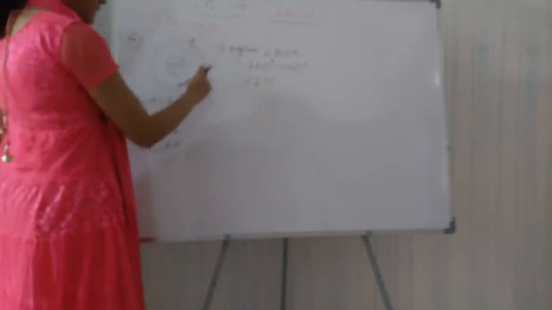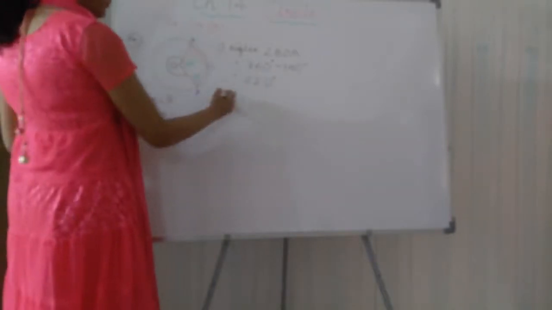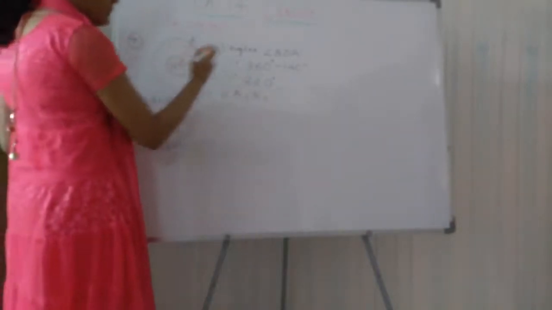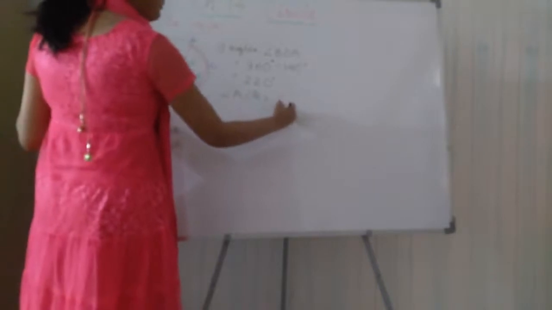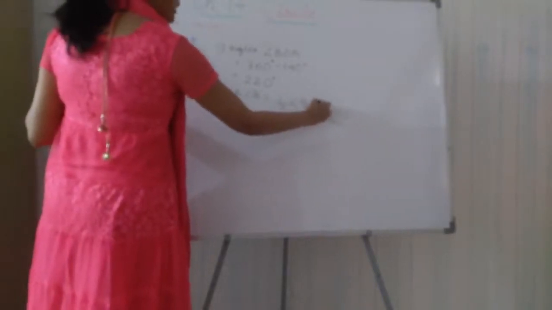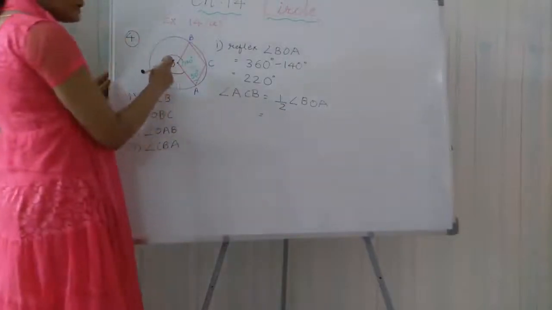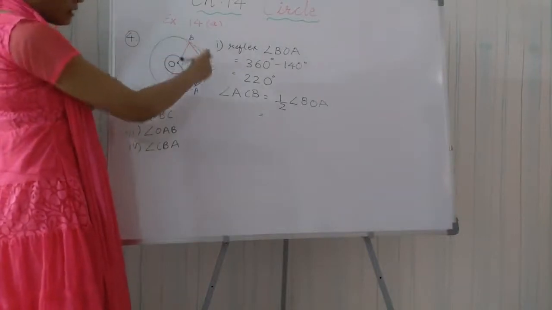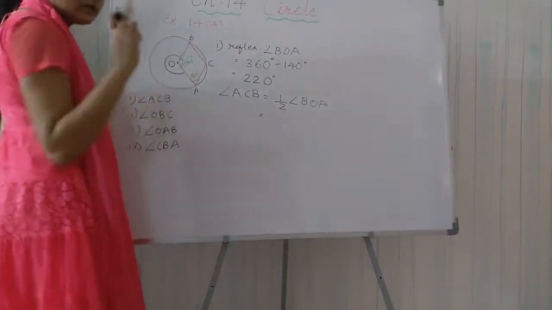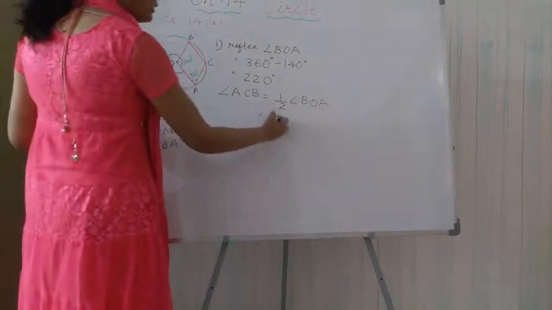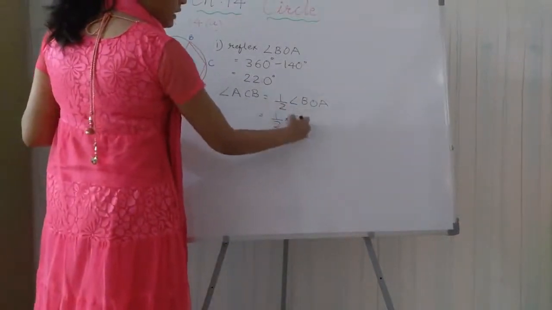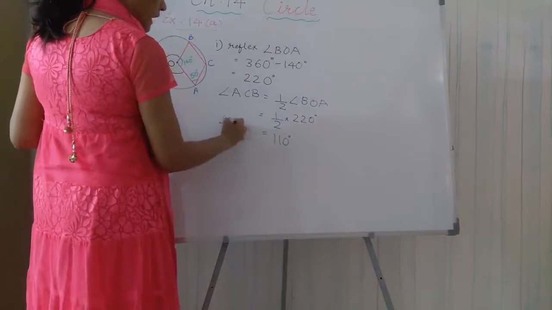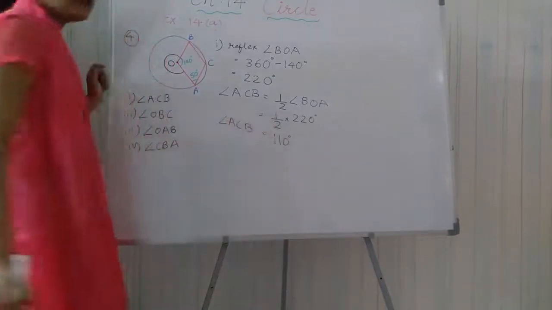But I want BCA, or you can say ACB. The relation between these two angles is that angle ACB is half the reflex angle BOA, because one angle is at the center and the other at the circumference with the same arc. We have already studied that theorem. According to that, half into 220 degrees gives 110. Our first angle ACB is 110 degrees.